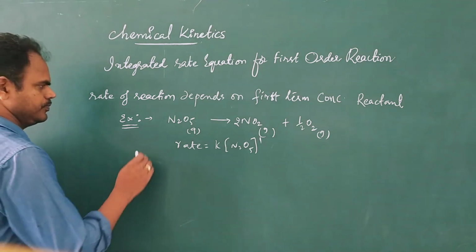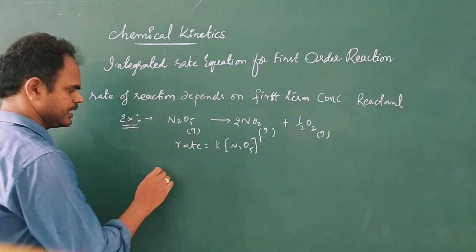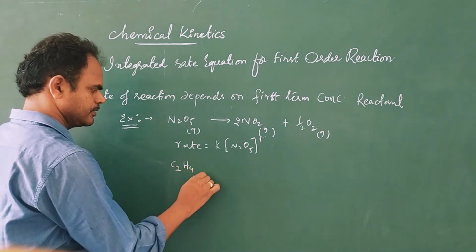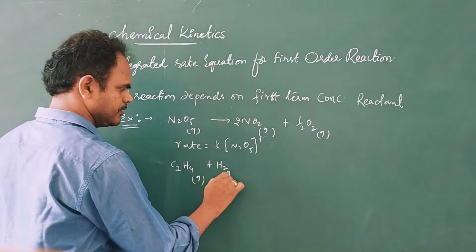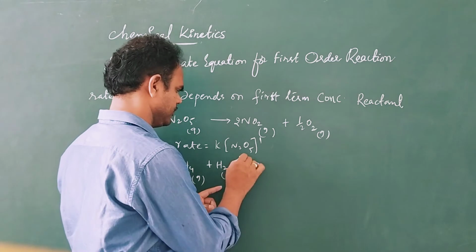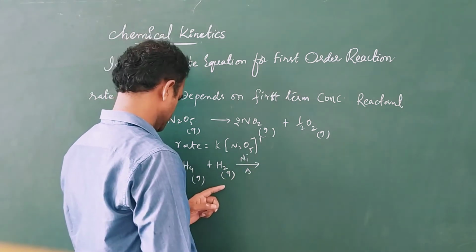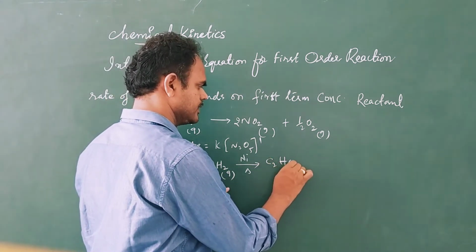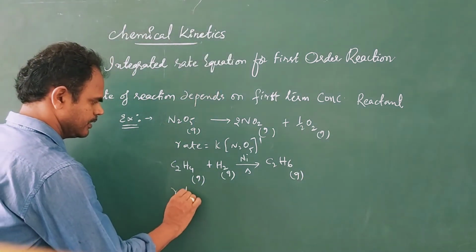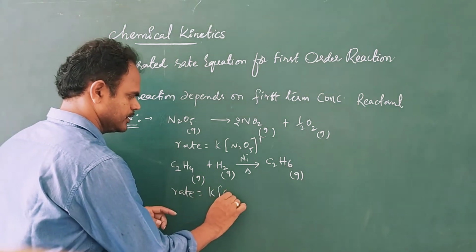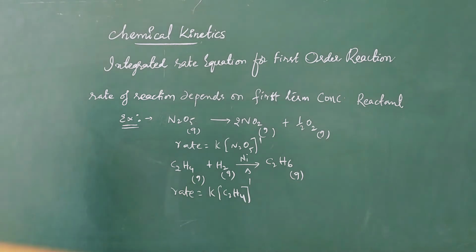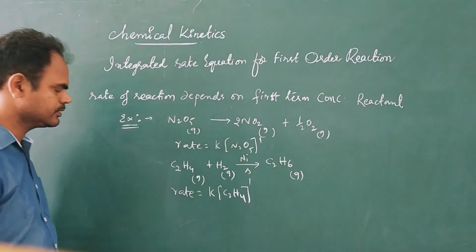Another example we can give for a first order reaction is C2H4 gas subjected to hydrogenation in the presence of nickel catalyst upon heating, we will get the compound C2H6, a gas. So for this, the rate equation is rate equal to K [C2H4] to the power 1. So this is the second example, hydrogenation of ethene gas.